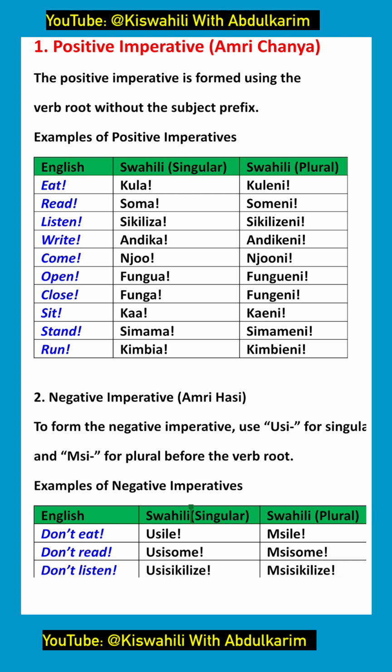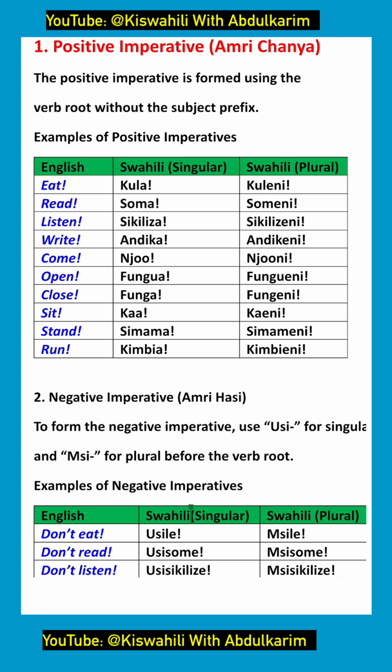Let's get started. 1. Positive imperative. Amri chanya. The positive imperative is formed using the verb root without the subject prefix. Examples of positive imperatives include eat, kula. The singular form is kula, but if you're telling many people, you say kuleni. Eat, you all, kuleni. Read, we say soma. If you're telling one person, you tell him soma. But if there are many, two or more, say someni. Read, you all.